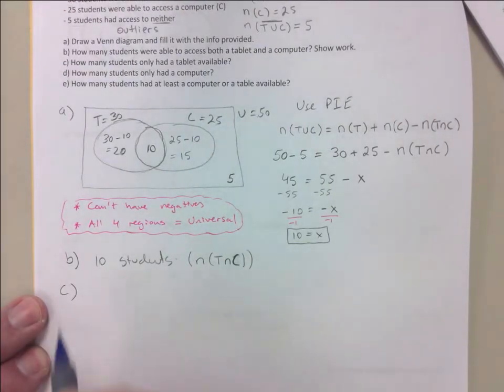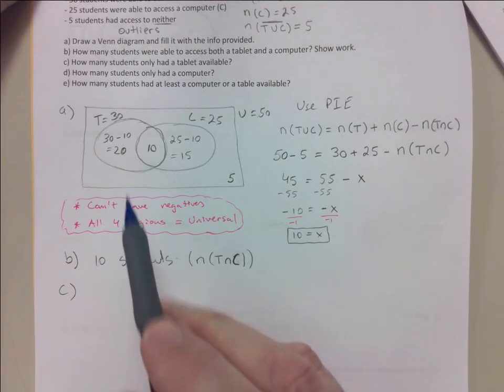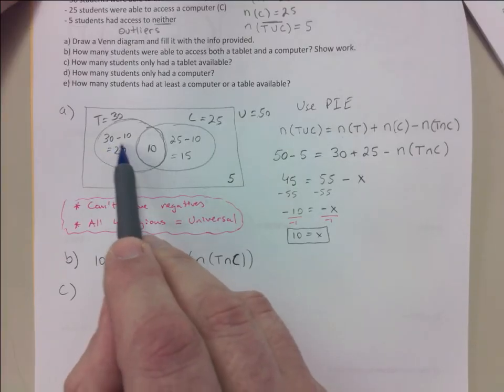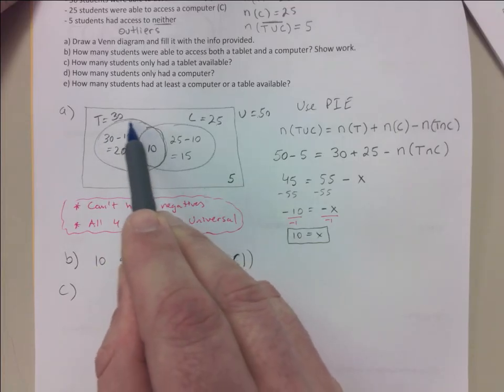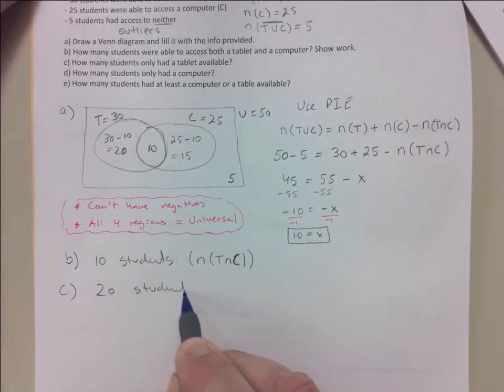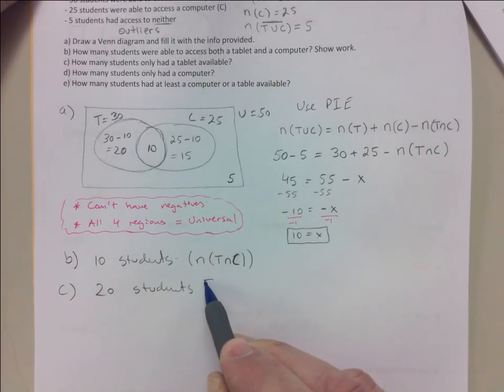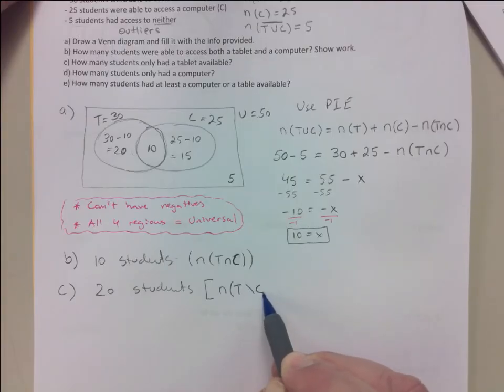C. How many students only had a tablet available? What would you say? You'd go grab the 20, right? The 20 represents this region right here. Okay? 20 students. I'm going to use square brackets here. The notation for that would be only T, not C.